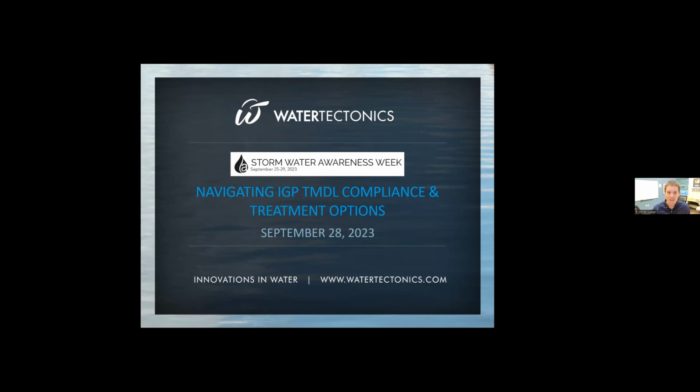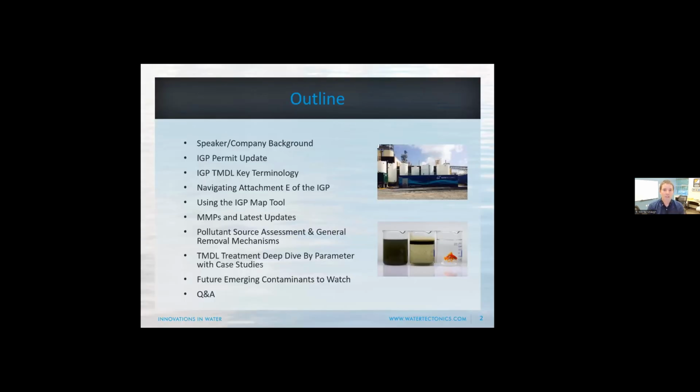So my presentation today is called Navigating IGP (Industrial General Permit) TMDL Compliance and Treatment Options. Outline for my presentation: a little background on myself and our company and what we do, a high level look at the Industrial General Permit, and then diving into the specifics on the TMDLs, and how we navigate some of that mess of acronyms and what it means for compliance. I'll talk about working through Attachment E, how to use the IGP Map Tool as some training things, some enforcement trends with minimum mandatory penalties, some updates there, and some links you can use for reference. Then I'll jump into the treatment side.